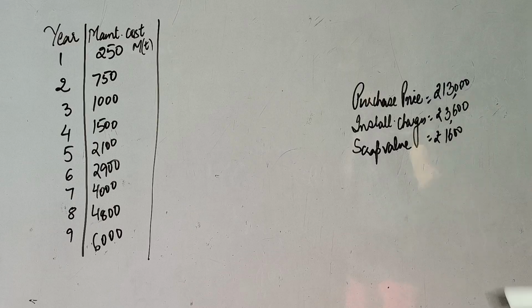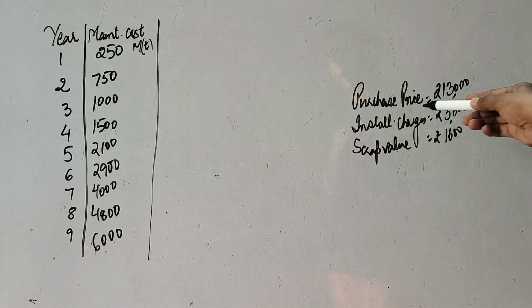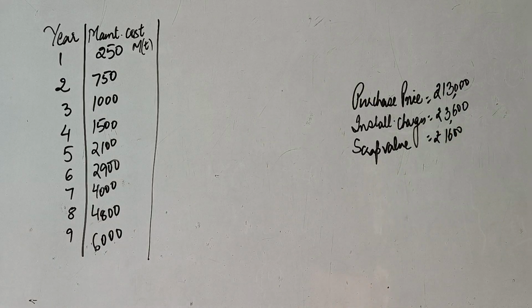Now the next has been given: the purchase price of this machine is rupees 13,000. And there are some installation charges also that are spent on the machine, rupees 3,600. The machine has a scrap value of rupees 1,600. So how you will go about is, first of all, you have to prepare a table.